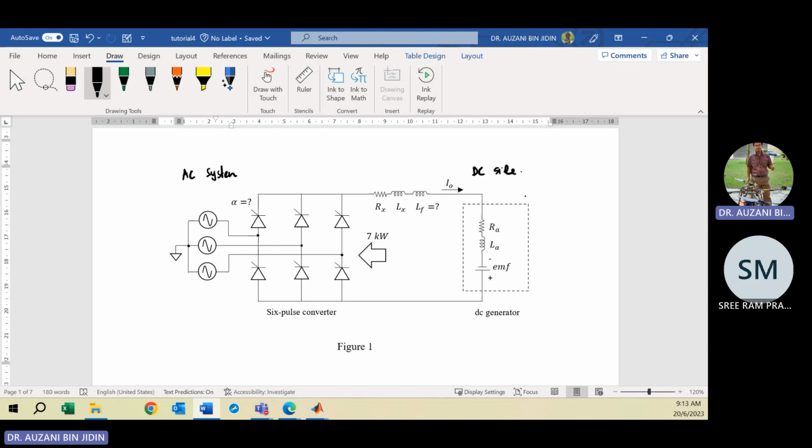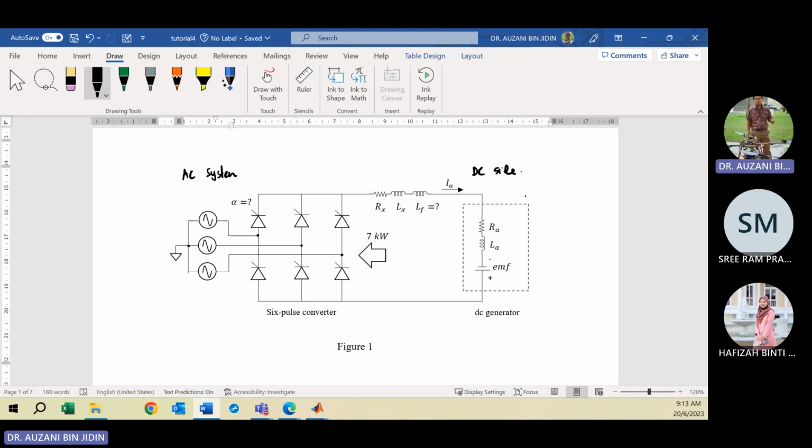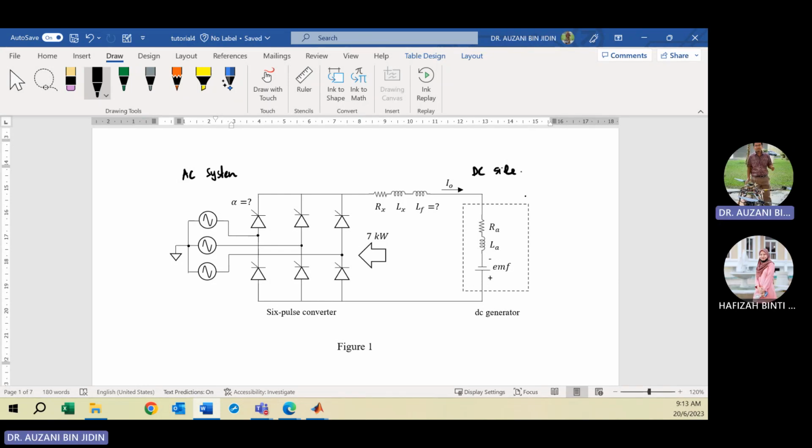And so, remember your DC motor. We can assume this motor as a permanent magnet, not the wound-field one. It's the permanent magnet, so the magnetic field is constant. So you can model the DC machine as three elements here: RA, armature resistance, armature inductance, and the EMF, where these three elements are connected in series.